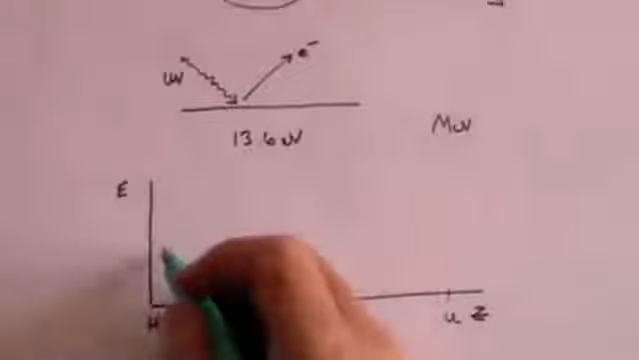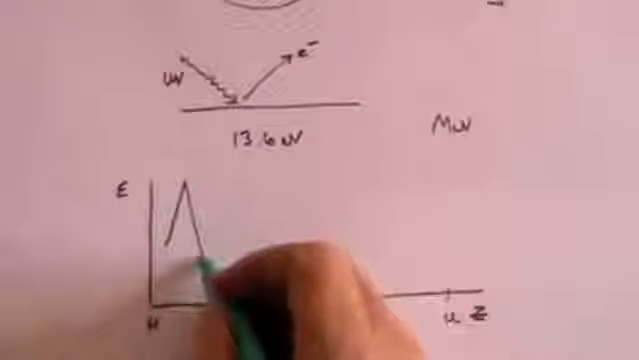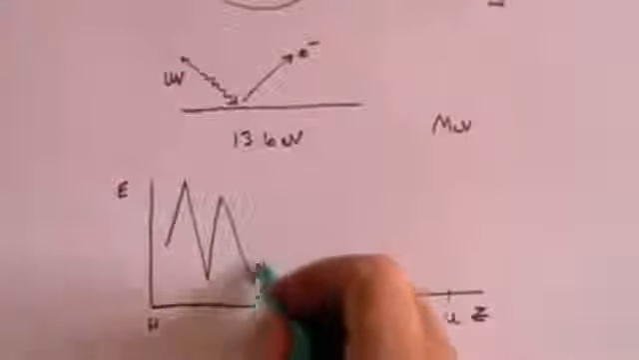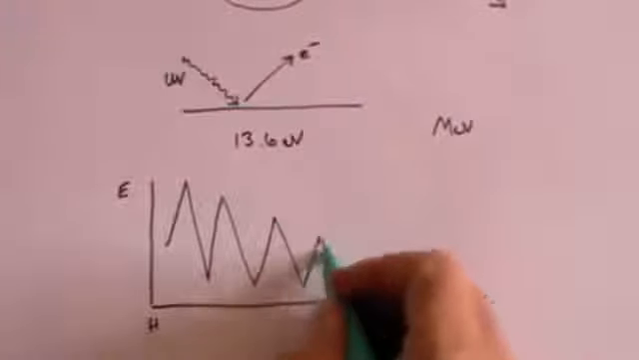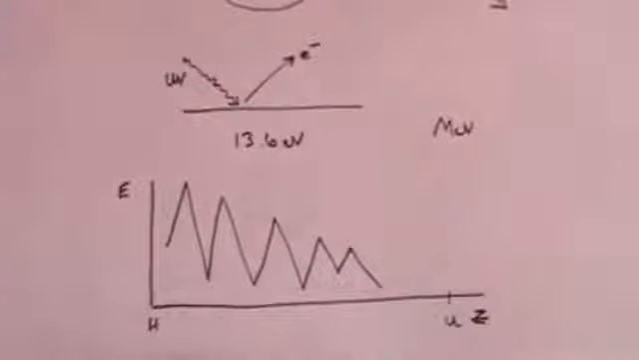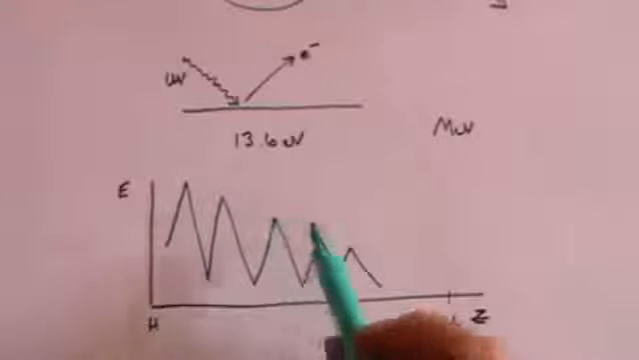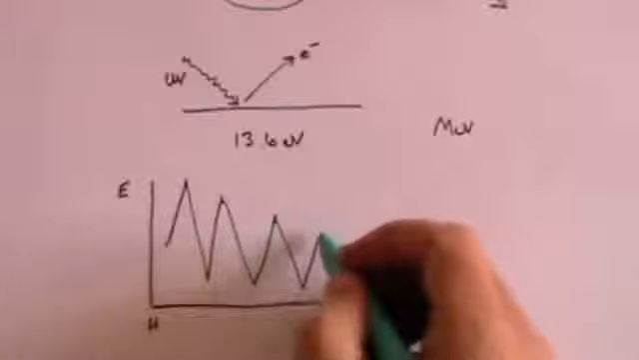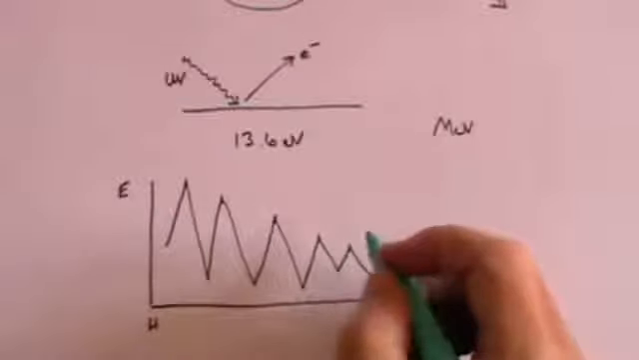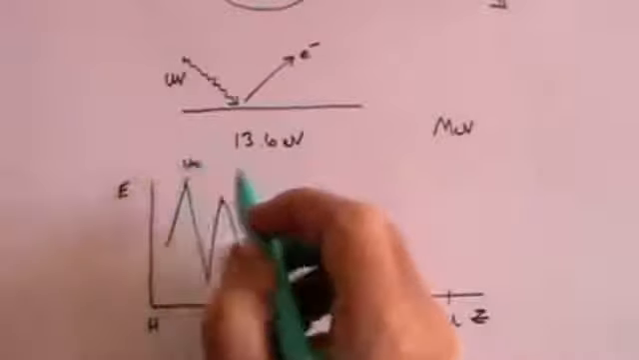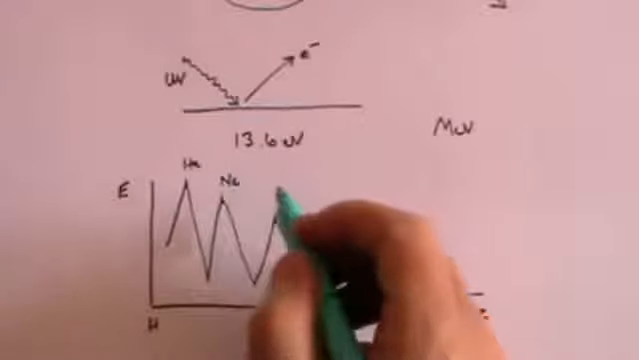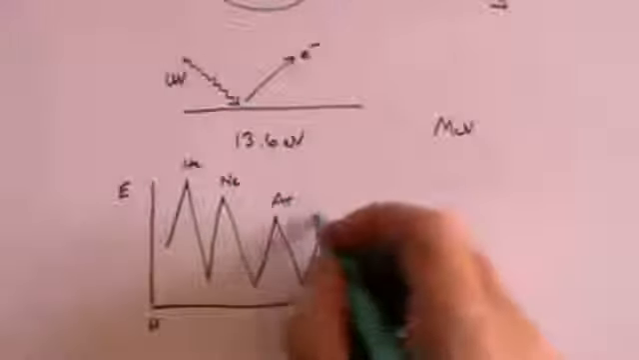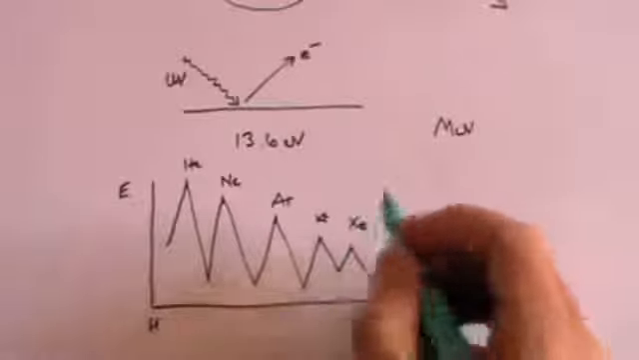What you find is that you get a graph that looks something like this. It's not quite as obvious as this, but it has this kind of shape to it. You get peaks. And what you find is that those peaks correspond to what are called the noble gases. That's helium, neon, argon, krypton, and xenon.